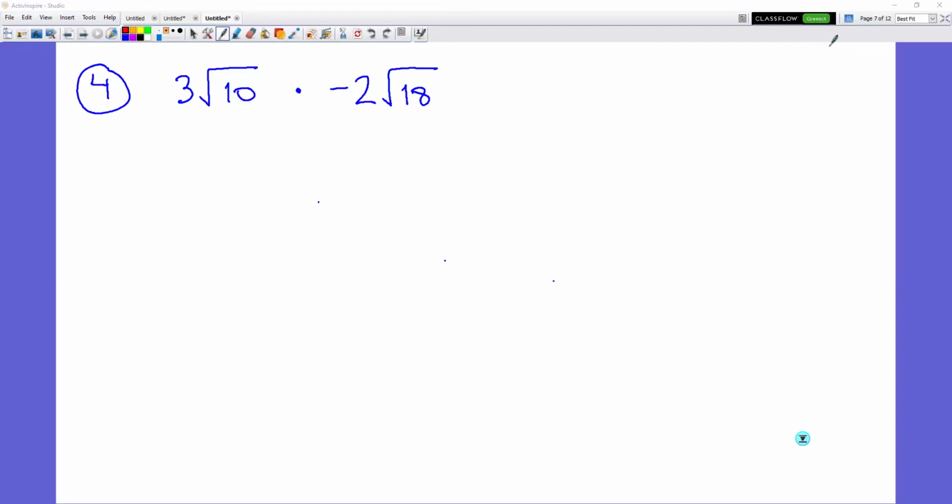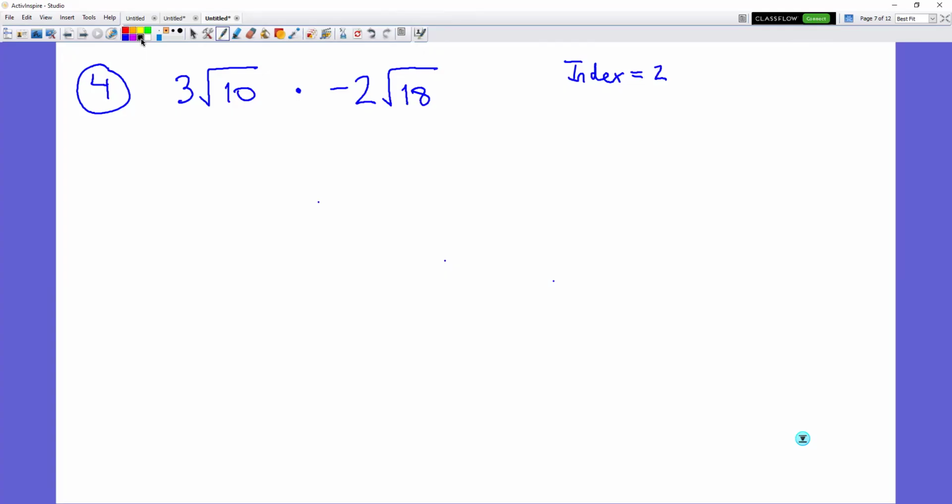All right, for our first problem here, we have 3 square root of 10 times negative 2 square root of 18. So as you can see, the indices are the same. So we know that the index here is going to be 2. So we can write that now. And now we're just going to multiply these together. Basically, the rule says that if they have the same index, they can multiply. That also works for the outside as well. Basically, we're just going to multiply outside to outside, inside to inside. That's basically how it works.